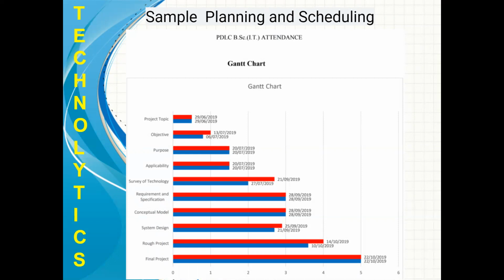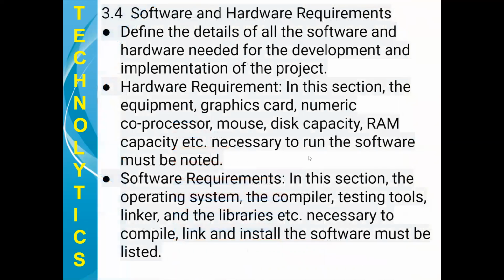So everything I will explain you later on, but currently you have to plan the task, these are the tasks, okay, and schedule the task. तो आपको ये प्लान करना है टास्क को, और टास्क को ऑफ कोर्स आपको शेड्यूल करना है. So using Gantt chart, you will be doing it. And the next topic is 3.4, software and hardware requirements. Here you are going to define the software and hardware needed for the development and implementation of the project.